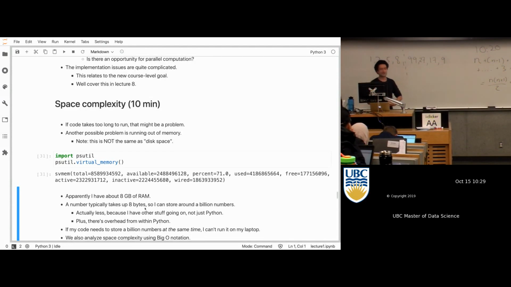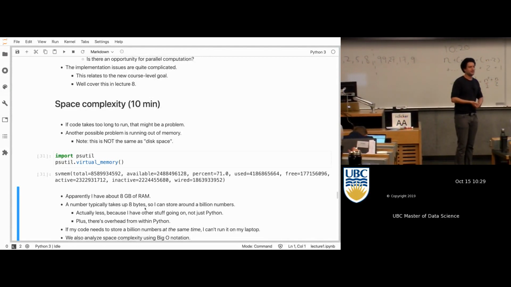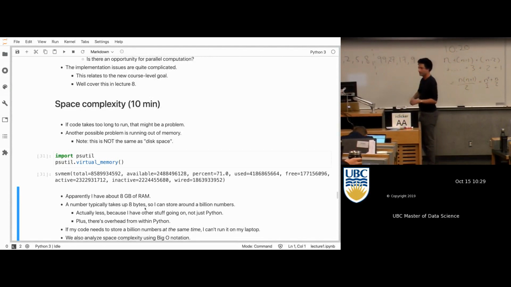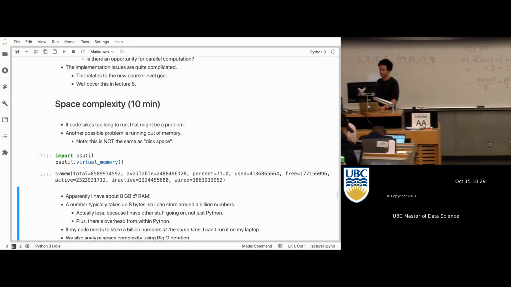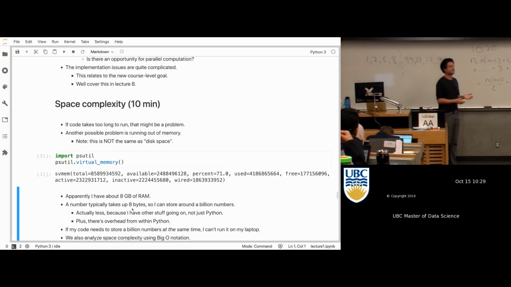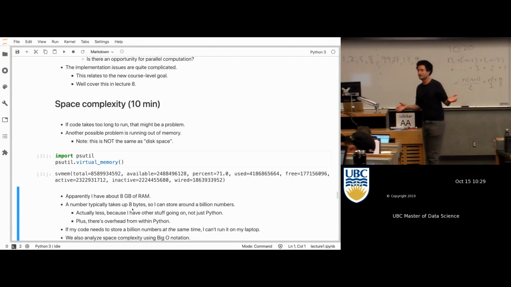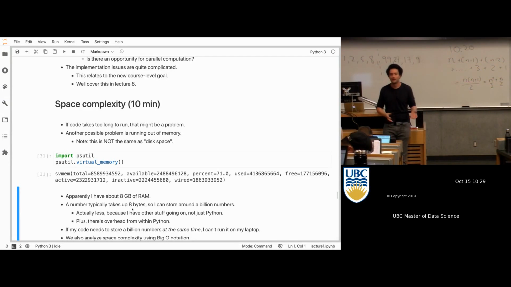And a single number typically takes around 8 bytes to store. So a number like 2.7 or whatever, a number typically takes 8 bytes to store in memory. So if I have 8 gigabytes of RAM and a number takes 8 bytes, that means I can store around 1 billion numbers. So anything I need to do that requires me storing more than 1 billion numbers at a given time, it's just not going to work.